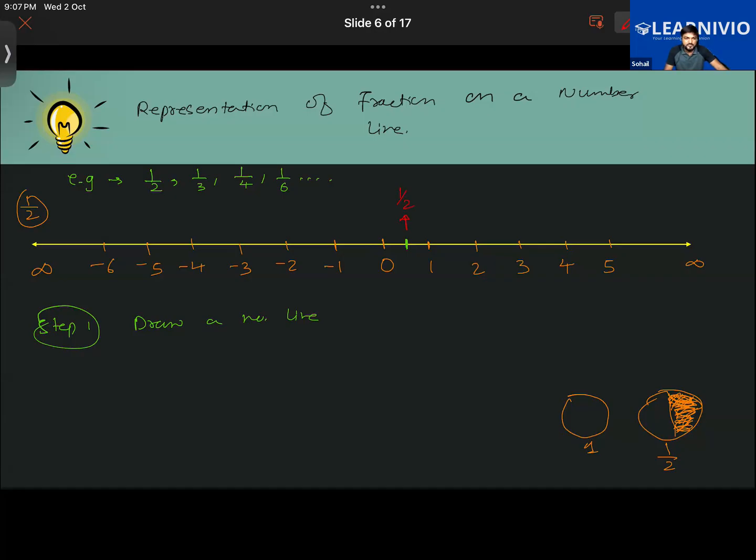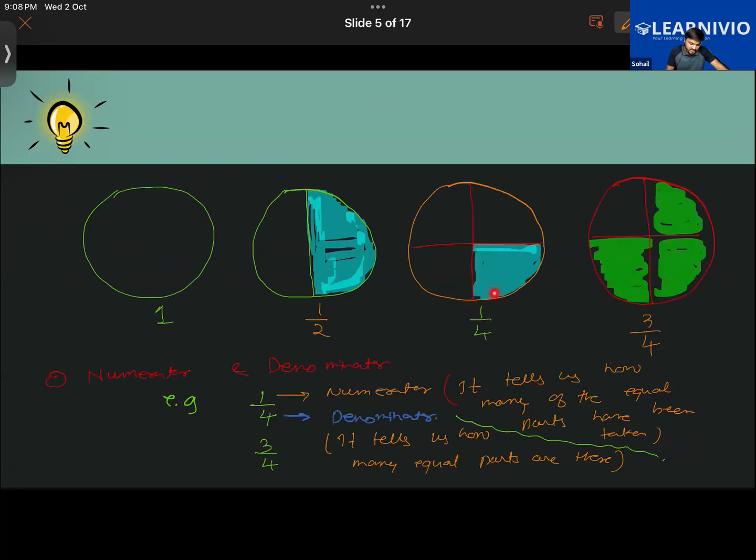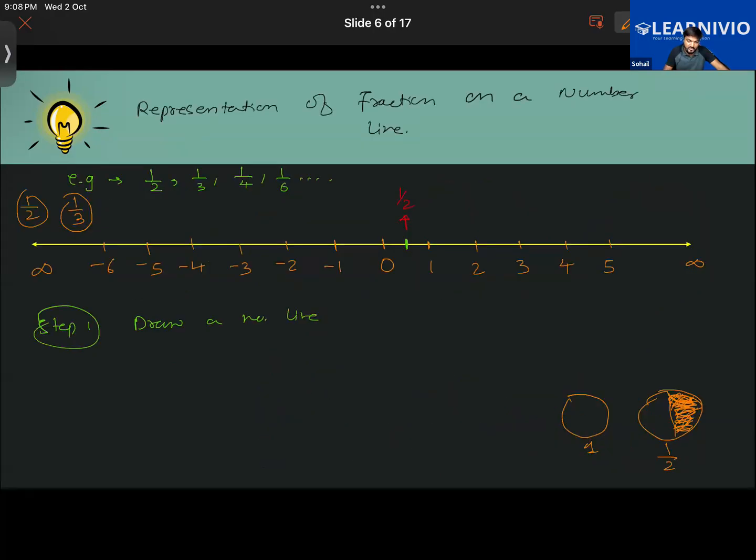Got this? Let us take another example of 1 upon 3. Where is 1 upon 3 going to lie? Let's say we have another object like 1 upon 3. So where is 1 upon 3 going to lie? It is again between 0 and 1.